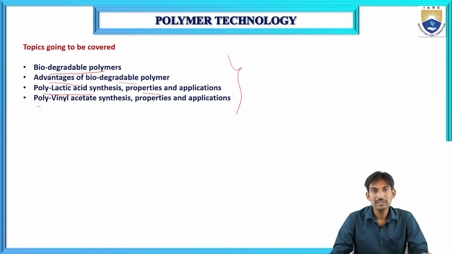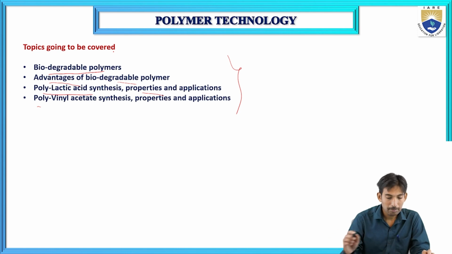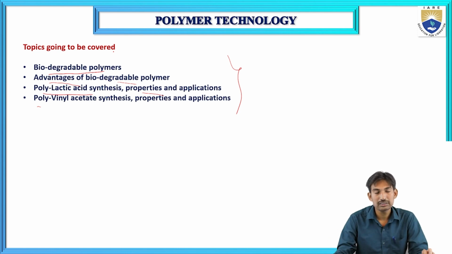In this session I am going to cover these topics: what is biodegradable polymer, definition, purpose of the biodegradable polymers, and advantages of biodegradable polymers. Then polylactic acid synthesis, properties and applications, and also polyvinyl acetate synthesis, properties and applications. The examples for biodegradable polymers are polylactic acid and polyvinyl acetate. I'm going to teach about these topics.